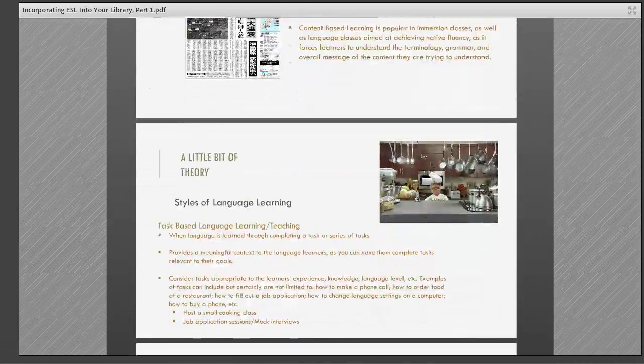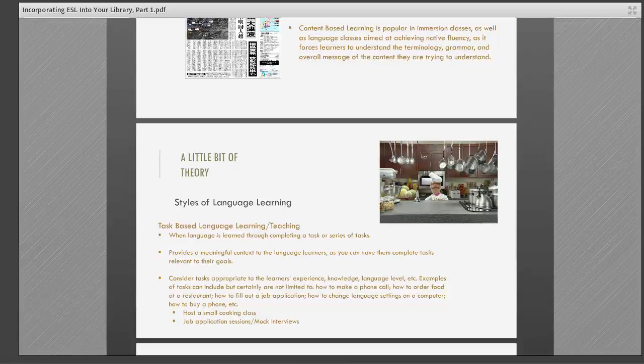Okay, so task-based language learning. This is really good. This is when language is learned through completing a task or a series of tasks. So, task-based language learning provides meaningful context to language learners, as you can have them complete tasks relevant to their goals. So consider tasks appropriate to the learner's experience, knowledge, and language level.